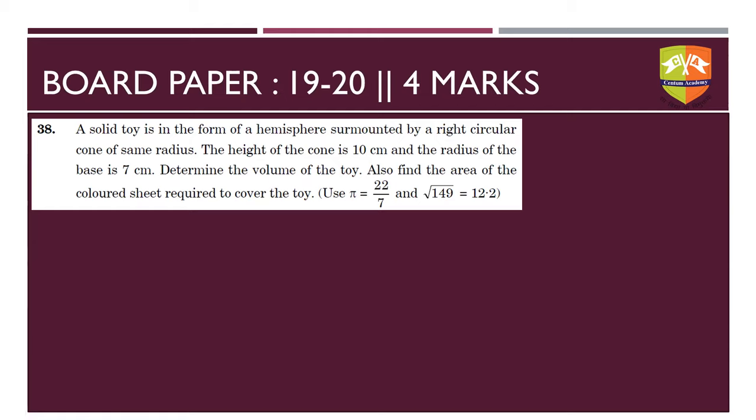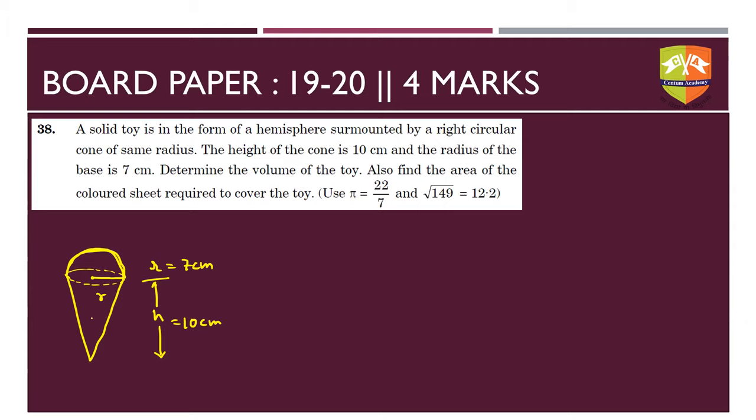So draw the diagram first. A solid toy is in the form of a hemisphere surmounted by a right circular cone of same radius. So it's like an ice cream kind of a thing. And then on top of it, there is a hemispherical something like that. Okay, this is a toy. The height of the cone is 10 centimeter and the radius of the base is 7 centimeter. So radius is given. R is 7 centimeter. Determine the volume of the toy, first of all. And then find the area of the colored sheet required to cover the toy.